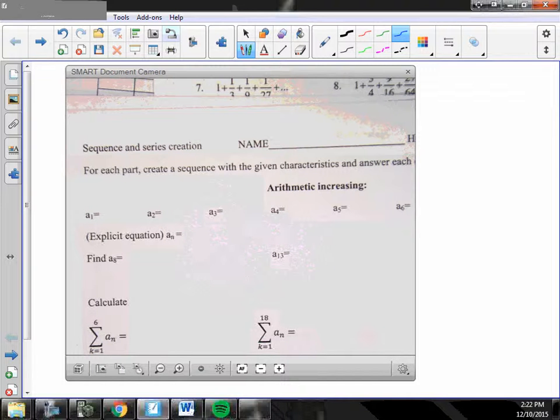So for the first one, arithmetic increasing. What does it mean to have an arithmetic increasing sequence? It increases by the same amount. It's linear, and your D value, your common difference, if it increases, would have to be positive. So you're going to increase infinitely all the time. What is D? D is just the slope.